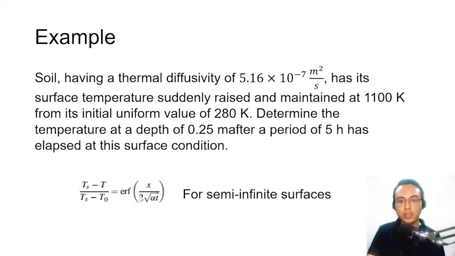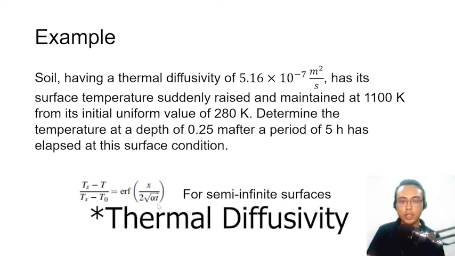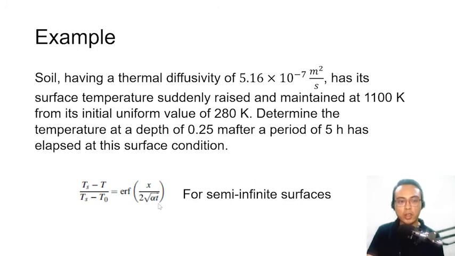But if you take a look at the contents of the error function, you have x over 2 times square root of alpha times t. X here corresponds to the depth at which we measure the temperature, alpha is still the thermal conductivity, and t is the time elapsed. Okay, let me first write the given to this problem.